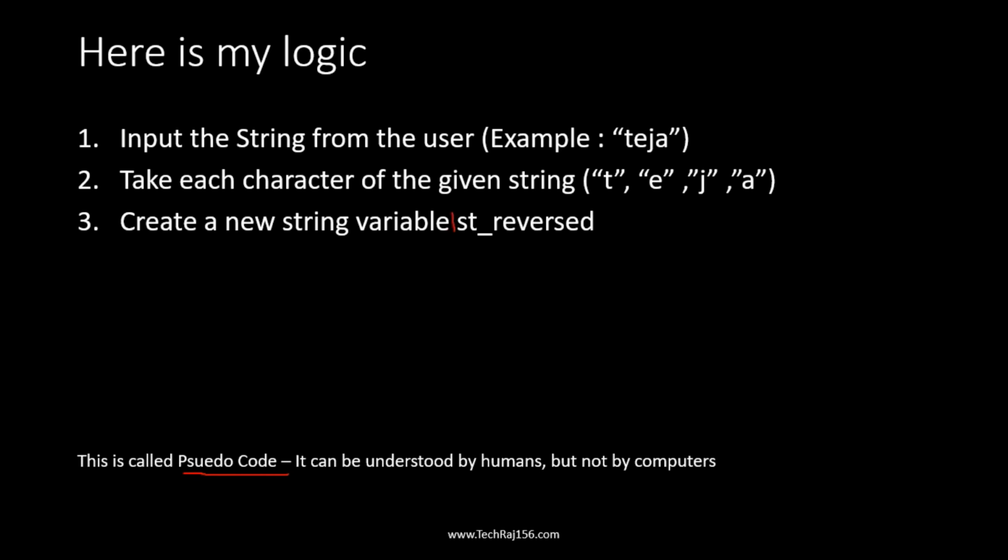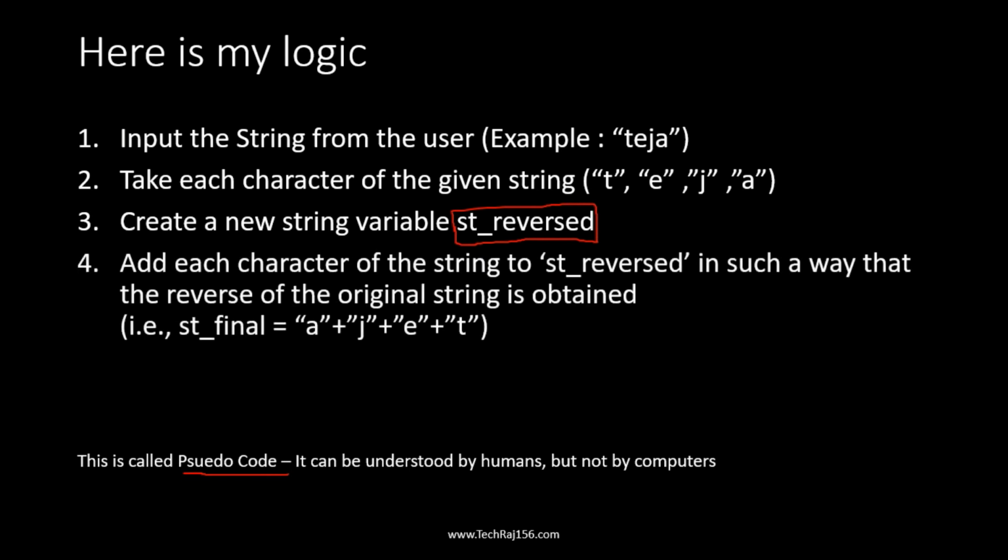Now create a new string variable st_reversed. This st_reversed is actually a variable name, and you can give it anything you want. It's your program, or it's your pseudocode at least, so you can give it any name you want. For example, I've given it the name st_reversed, and I declared it and initialized it with an empty string. And what I'm going to do next is add each character of the string to st_reversed, which is the new variable that I've recently created.